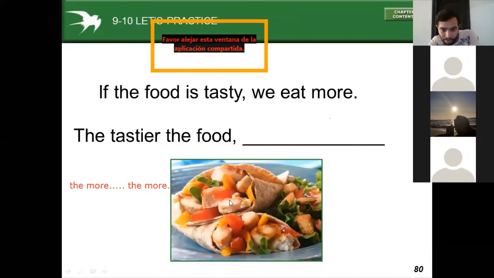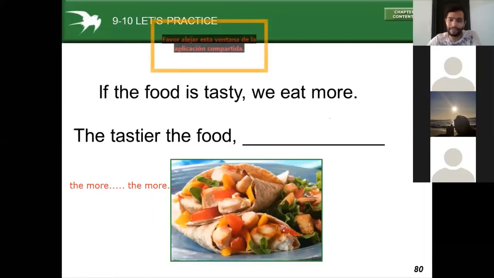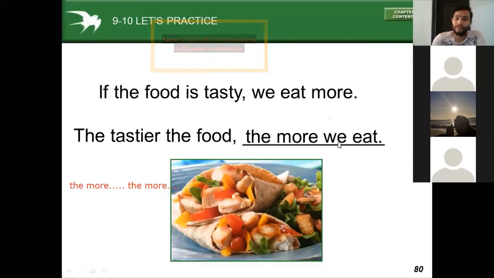Those are delicious burritos, I think. I don't know. Here, if the food is tasty, we eat more. So, the tastier the food, what do you think comes afterwards? The tastier the food, complete it. The tastier the food, the more we eat. So, entre más deliciosa esté la comida, más comemos, right?